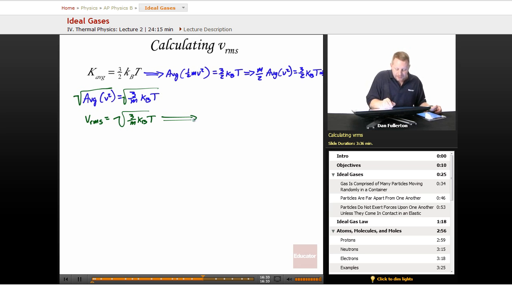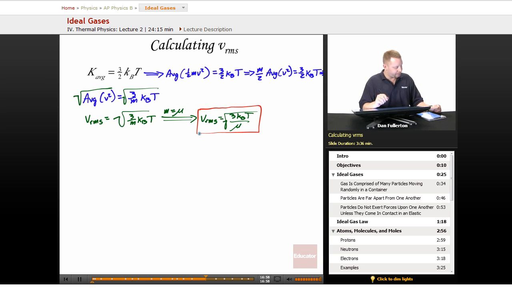But this m, the mass, we can give another symbol that's often used. The mass of the molecule is often written as mu. So I could write VRMS as equal to the square root of 3 kB T over mu. There's another equation for the root mean square velocity. But we can take that even further.